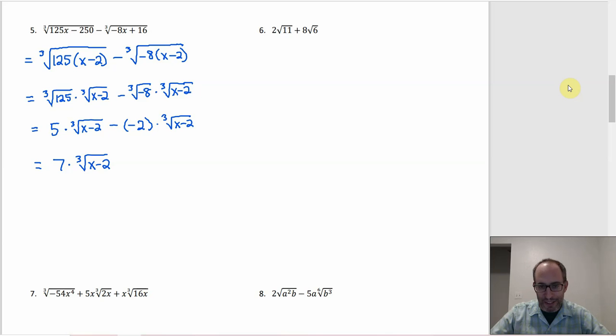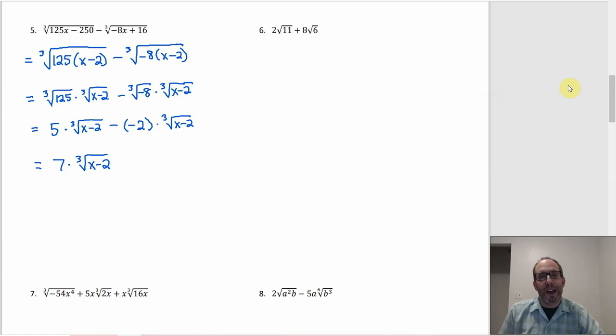Number 6. All right, if we look at number 6, you go, okay, 11, that's a prime number. We're not going to be able to break down that square root any further. And then the only factors of 6 are 2 and 3. Those aren't perfect squares. So we can't break down those roots. And those roots are obviously different, right? 11 and 6 aren't the same number. So this is one where we can't do anything, right? In order to combine radical expressions, we need like radicals, and we don't have them. So this is one where you can't do anything.